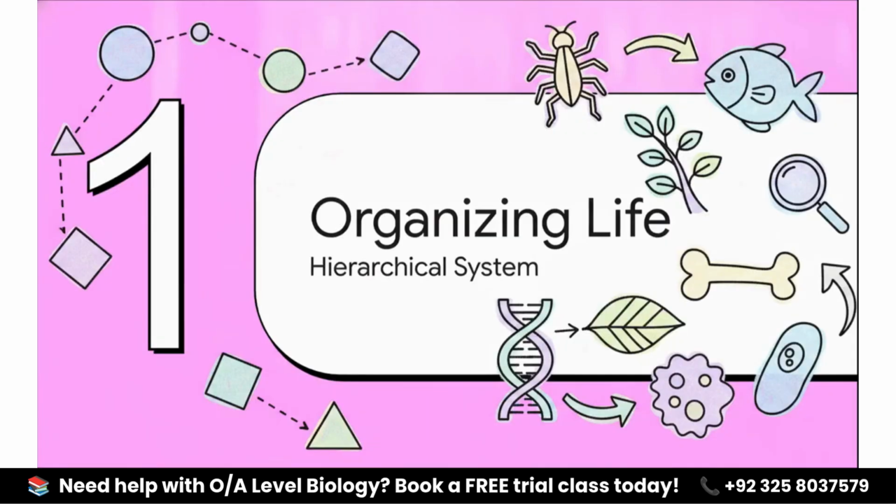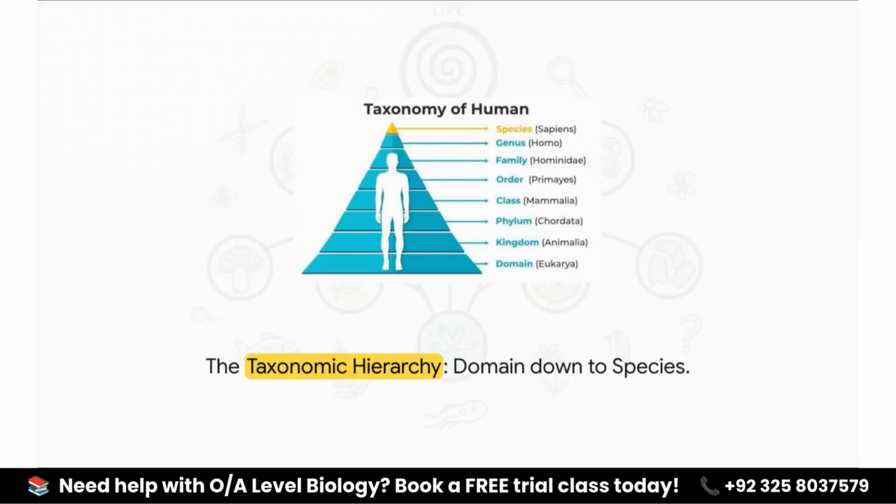Part 1. Organizing the chaos of life, the hierarchical system. At its core, classification is just the process of arranging organisms into groups based on the features they share. Biologists look for a natural system, grouping things by their external morphology, their internal anatomy, and, nowadays, their DNA. This brings us to the taxonomic hierarchy, which is essentially the ultimate filing cabinet of life.